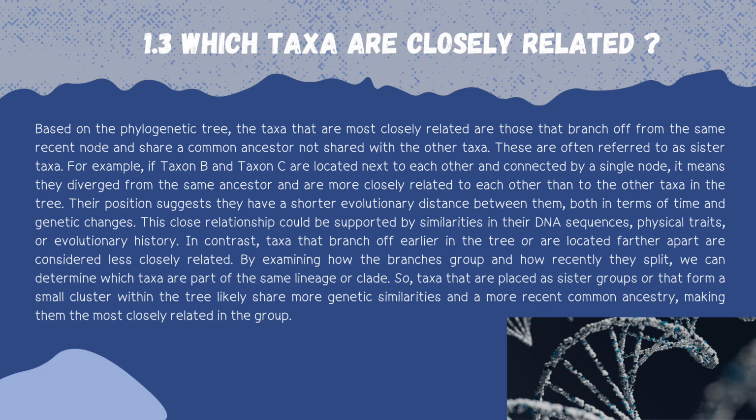In contrast, taxa that branch off earlier in the tree or are located farther apart are considered less closely related. By examining how the branches grow and how recently they split, we can determine which taxa are part of the same lineage or clade. So, taxa that are placed as sister groups or that form a small cluster within the tree likely share more genetic similarities and a more recent common ancestry, making them the most closely related in the group.